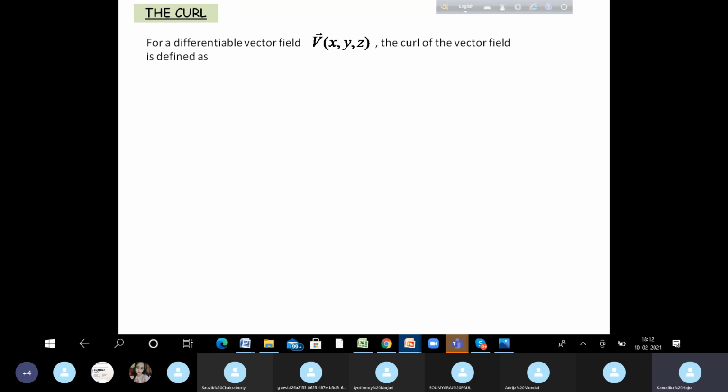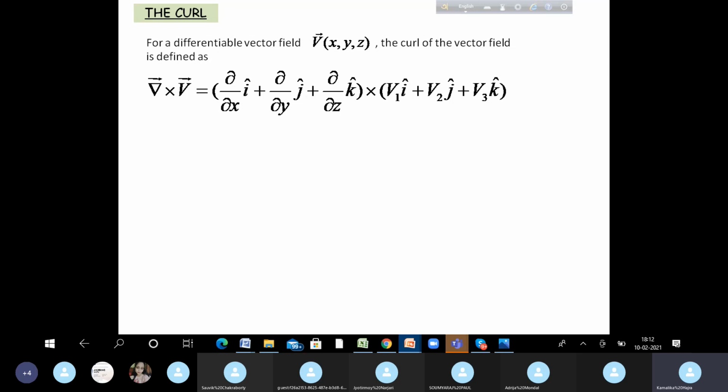Mathematically, if V is a differentiable vector field, the definition of the curl is this. You write the grad operator as del x i cap plus del y j cap plus del z k cap, and the vector field as v1 i cap plus v2 j cap plus v3 k cap, where the components v1, v2 and v3 are also functions of x, y and z. You take a cross product of the operator with the vector, and writing down the determinant formula of the cross product, this is what we get.